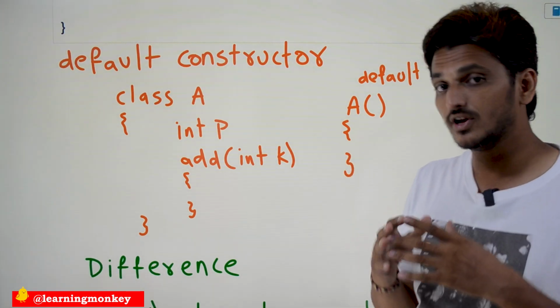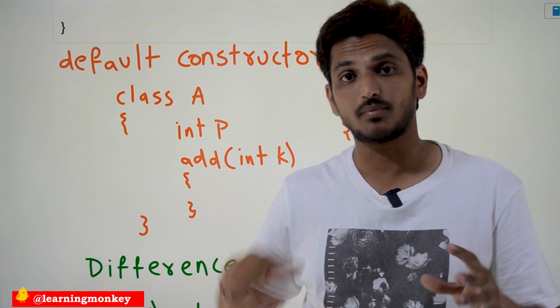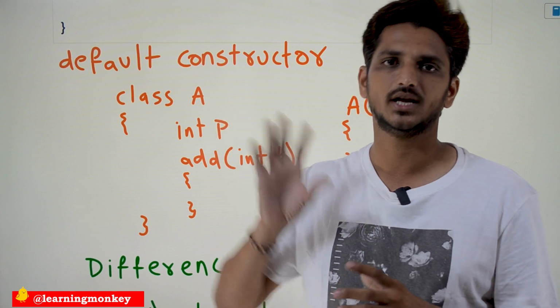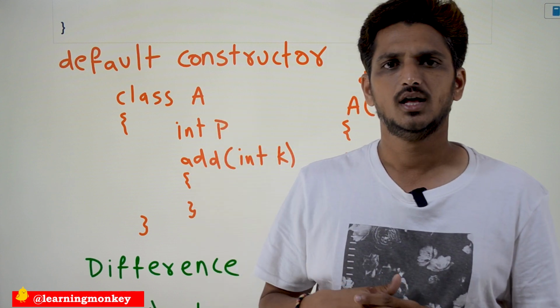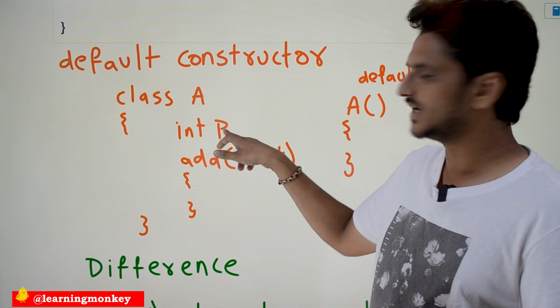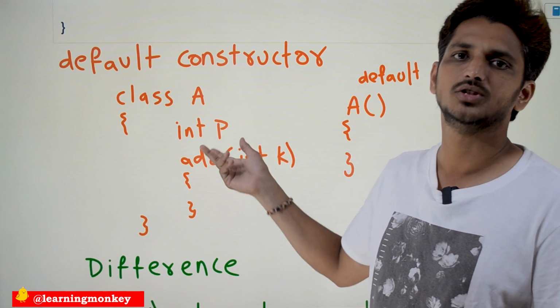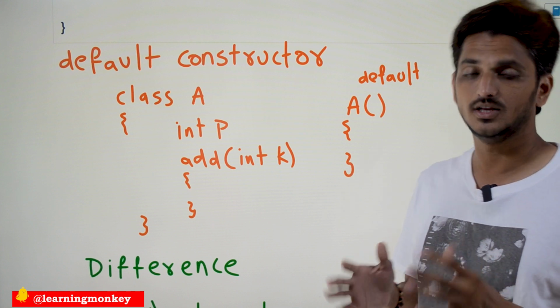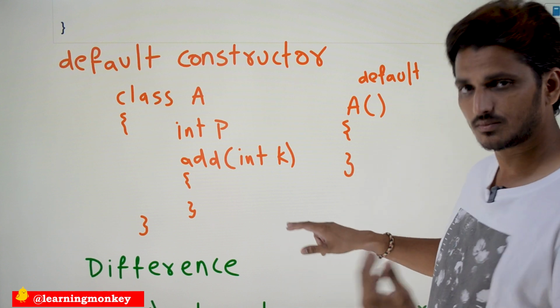By default, even if you don't mention any constructor, Java is going to create the default constructor and call it. It is going to assign a default value. What is the default value that is assigned to P? 0. So you have to understand that even if you did not mention the constructor, by default it is going to call the constructor.